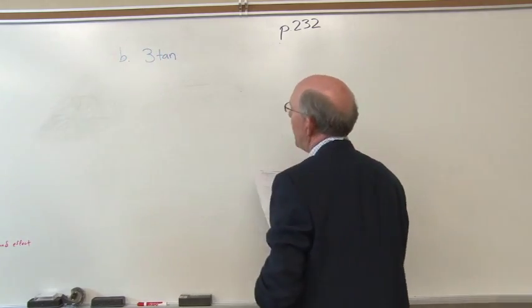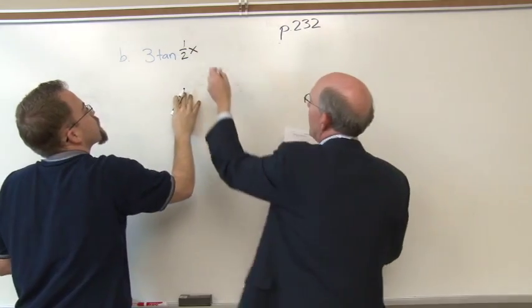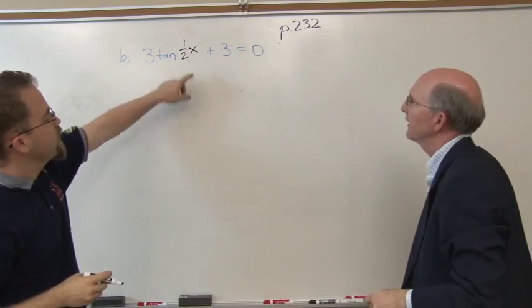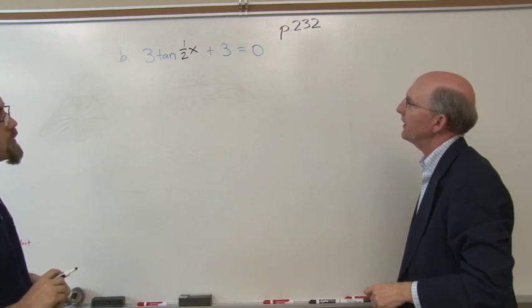And I'll let you write this in black. The angle here is 1/2 x. And then we have a +3 equal to 0. I like how you let me write that angle there. That stands out as the troublesome spot. Exactly. That's the part that may give you trouble.